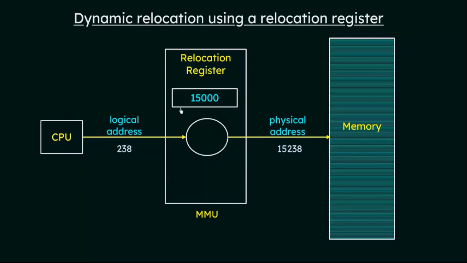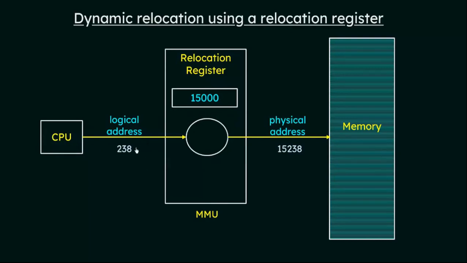When we discussed the basic hardware, we discussed the base register and the limit register. The base register stores the starting address of the address space of a particular process. This relocation register is similar to that. It will contain the starting physical address. Now, whenever a logical address is generated, we need to convert it to the corresponding physical address.